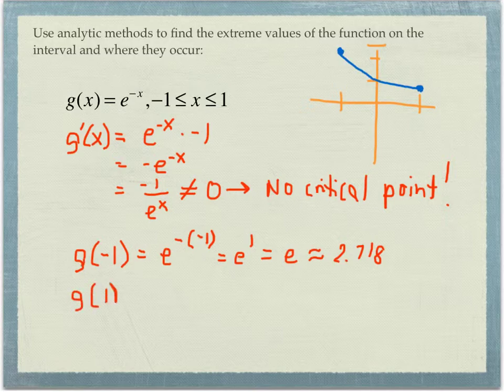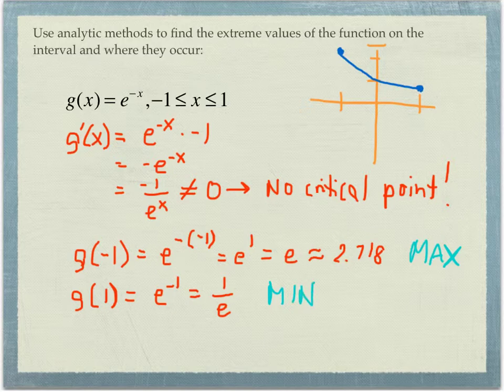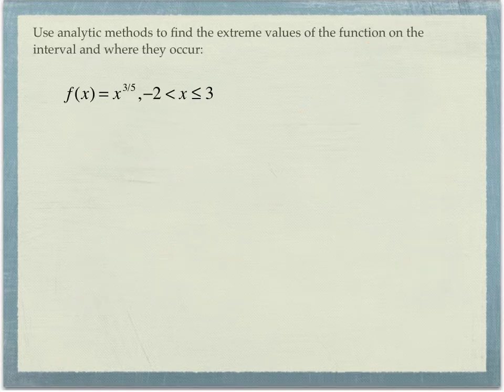And then g of 1, just putting 1 in place of x, that'll be e to the -1, or just plain 1 over e. Not quite sure what that looks like. So my maximum value would be represented by this, and my minimum value would be represented here. All right, so we used a little bit of algebra with a little help from our graph there to figure out some extreme values for that. All right, let's see what we can do here.